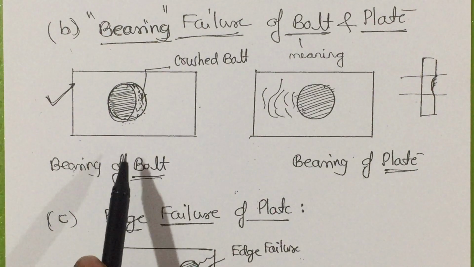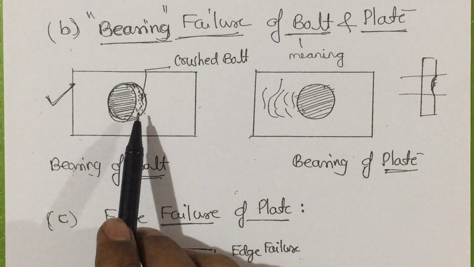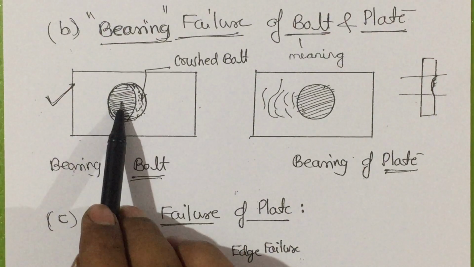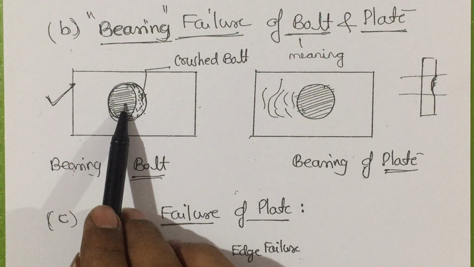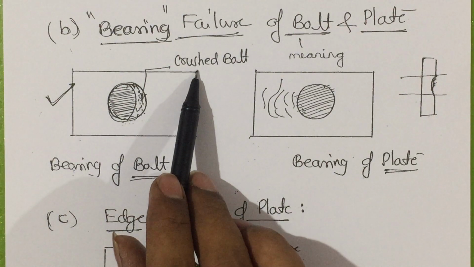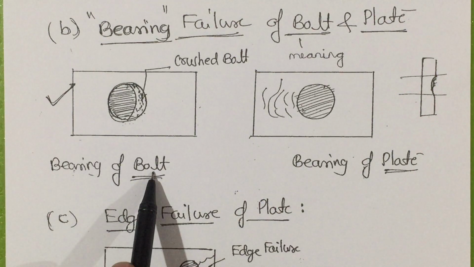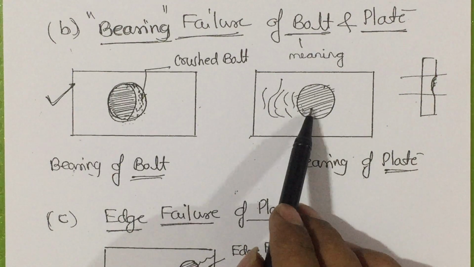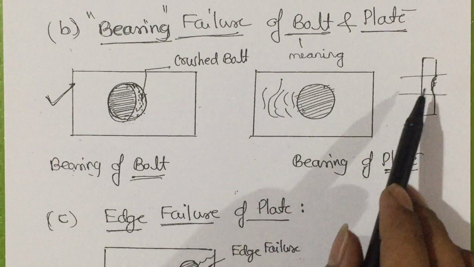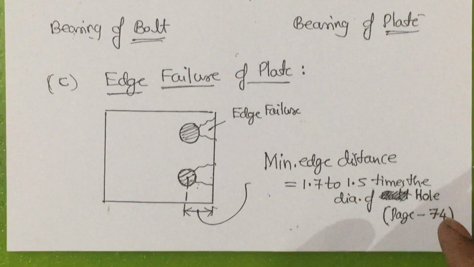Bearing. Here if we come to the bolt and plate, in the plate we provide a bolt hole, then in that bolt hole we provide the bolt. This bolt may fail due to crushing, due to the loads. We call that bearing of the bolt. Along with that, the edges of the plate may be subjected to failure like this. We call that bearing of plate.